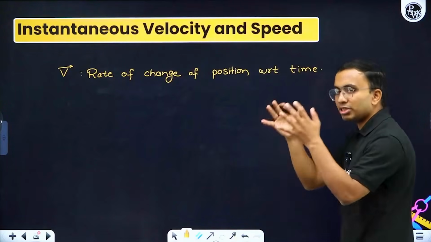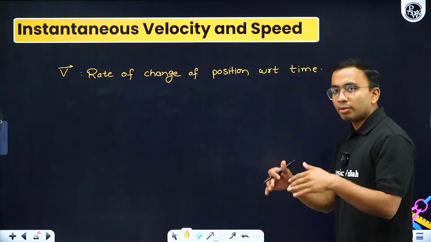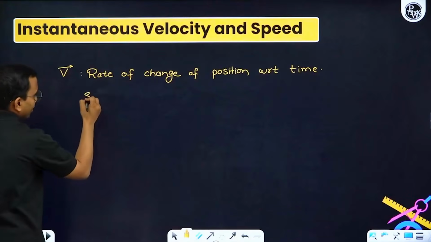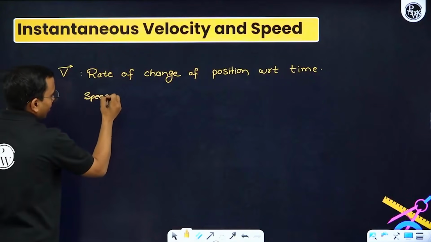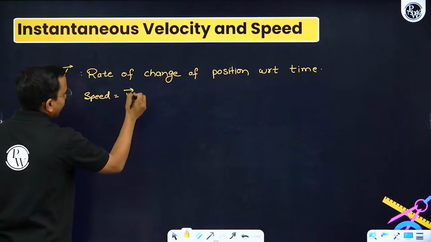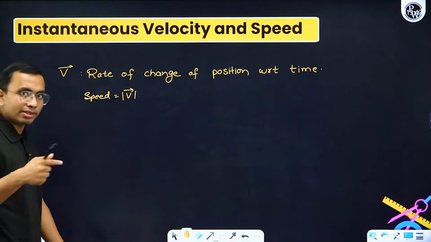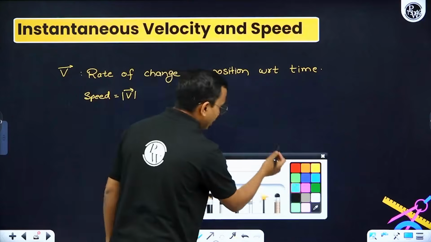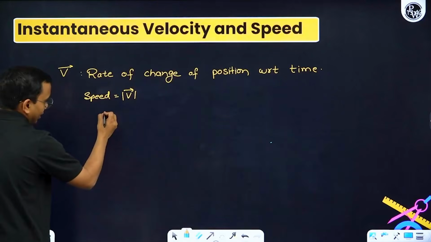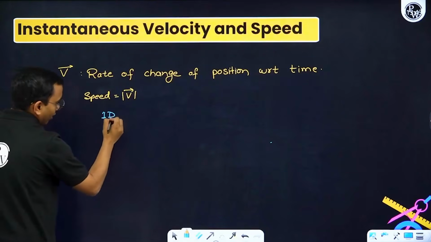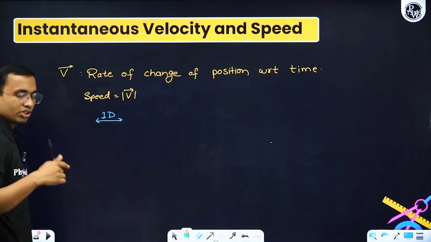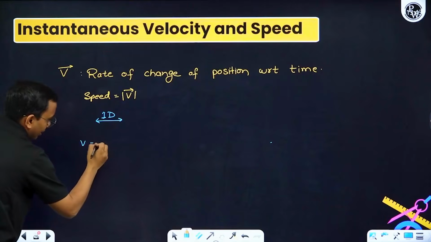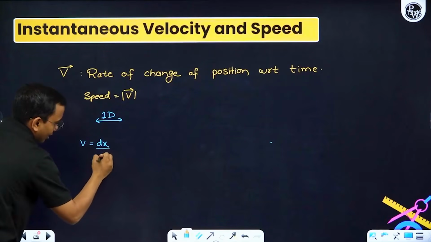Now speed means the magnitude of the instantaneous velocity at that particular instant. Speed is the magnitude of the instantaneous velocity, that becomes the instantaneous speed at that particular instant. So if I write separately for 1D and 2D, for 1D, I was writing my position as x, so I'll say that velocity is dx by dt.